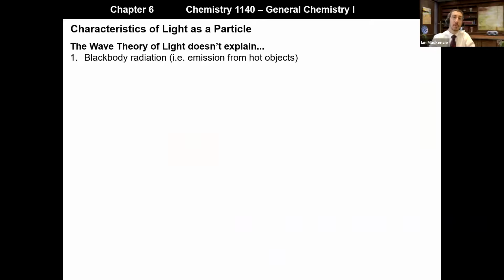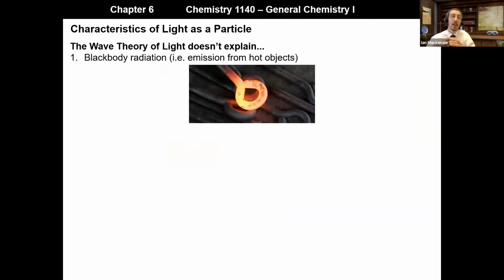The first is simply black body radiation. This is emission from hot objects. So if you take your burner on your stove and turn it on and it gets red and glows, that's light being emitted from the hot object, the hot burner pan. But wave theory of light doesn't really explain that well, particularly if we think of light as being an energyless wave.